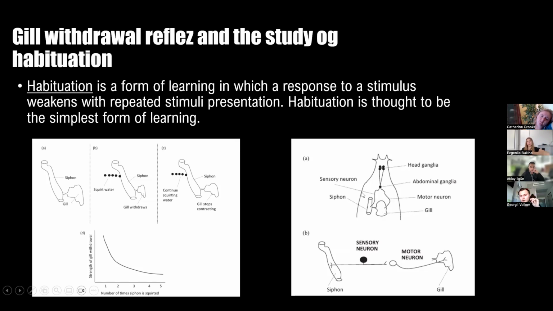The body of the sensory neuron actually lies in the abdominal ganglia, and it connects to the motor neuron that controls the contraction of the gill. And the simplified circuitry you can see here: the sensory neuron, the motor neuron, and the effector and efferent organs. As I told you already, this is a very simple system, a very simple model.